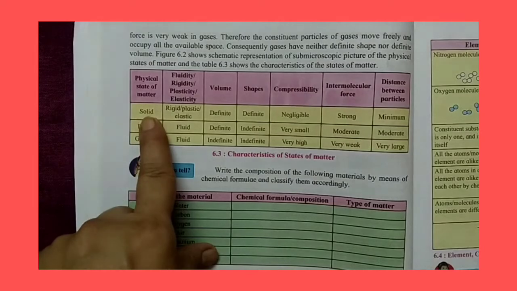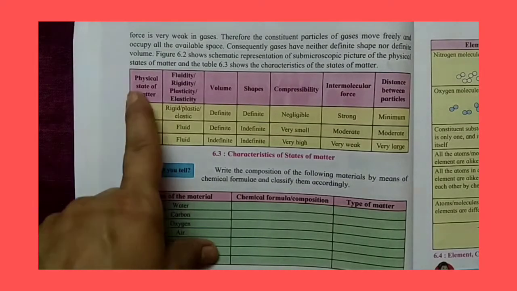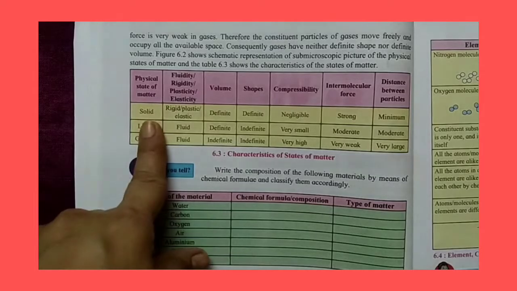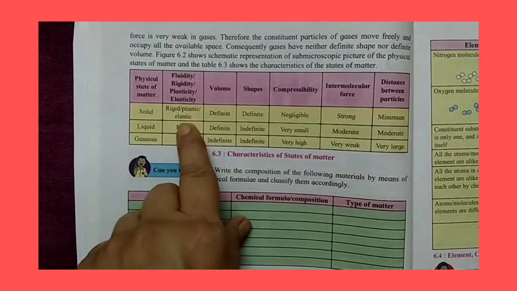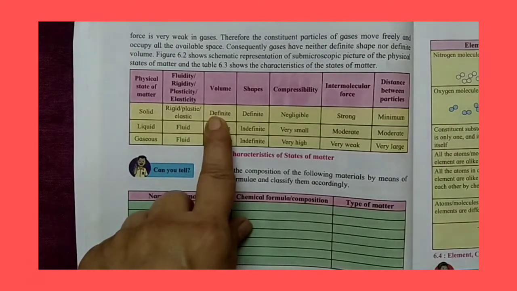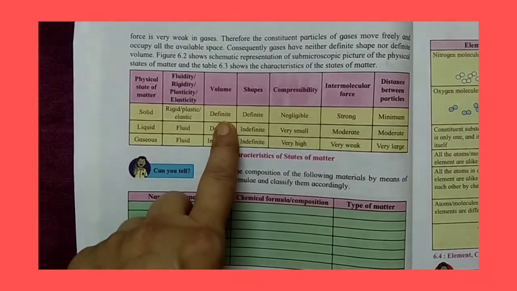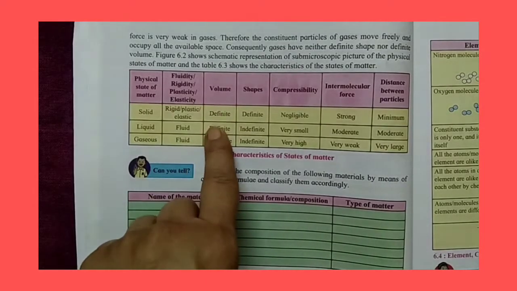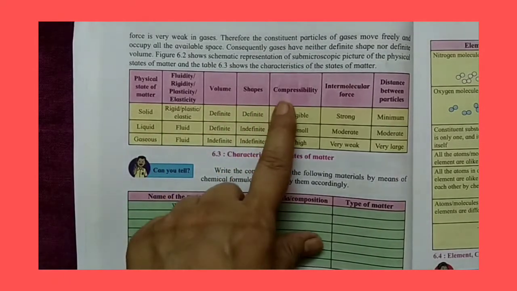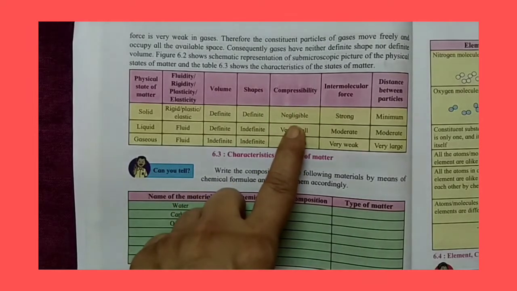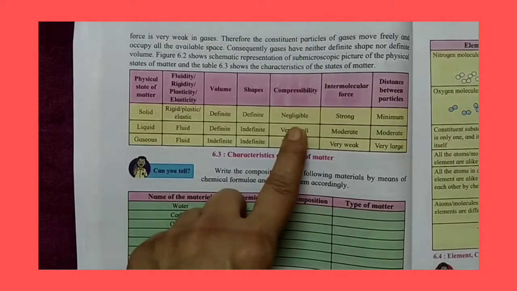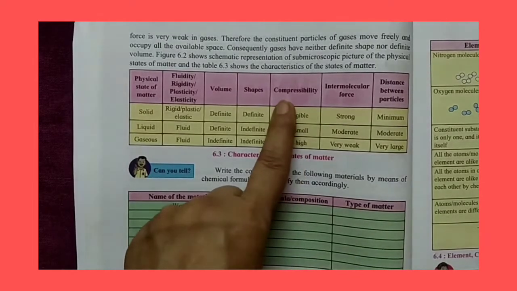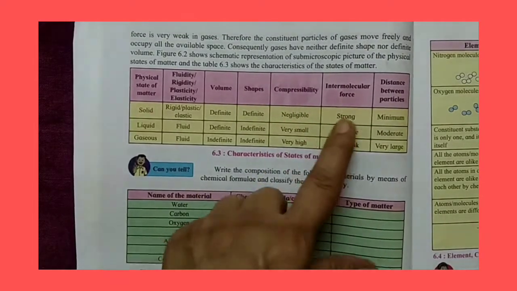So what properties does a solid have? A solid is rigid, rigid means it does not change its shape. Then volume is definite, we cannot change the shape of the solid, shape is definite. Compressibility, compressibility means can we press it? Like a sponge, if you take a sponge and you press it, it changes its shape. Can a nail or a stone change its shape? No. So compressibility is negligible, means it is not there.